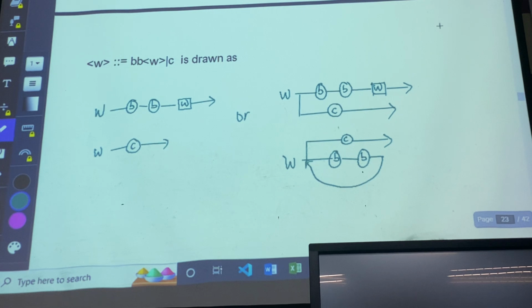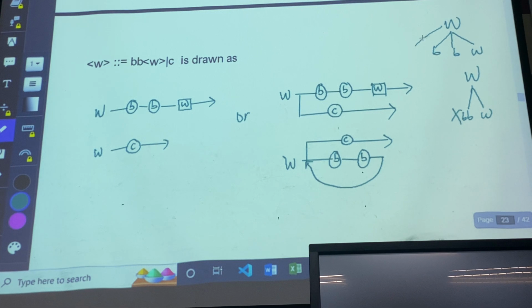Even you draw the tree, right? If you draw the tree, it is also like this. BBW. The substitution for the tree, don't draw like this. Don't draw like this. The B one line, substitute if you have 2B, then 2 line. Okay? Draw like this. This is correct. So every time if you look, your W will substitute with BBW. So this loop will go back W, or the W can substitute with C, then go up.